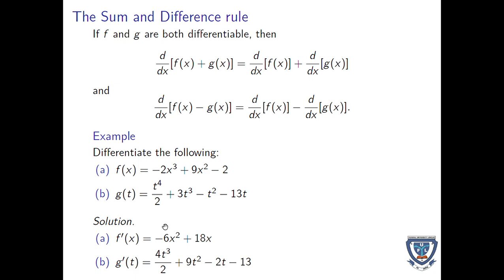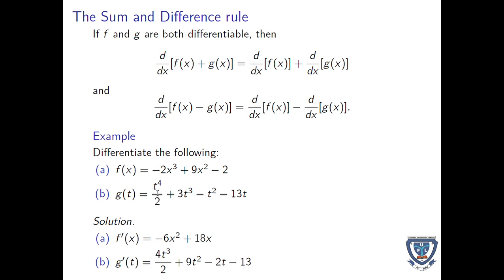For A, the solution is simple. You apply the power rule here and you have minus 6x squared plus, you apply the same power rule here and you have 18x, then differentiating a constant gives you 0. So in this case, you have to do the derivative component by component. The same thing happens for B.